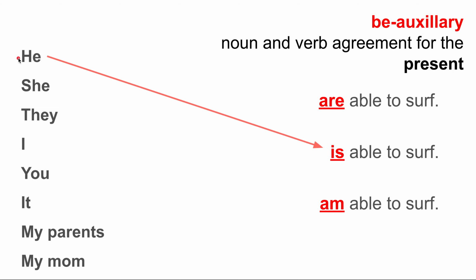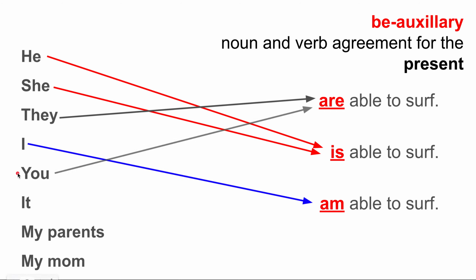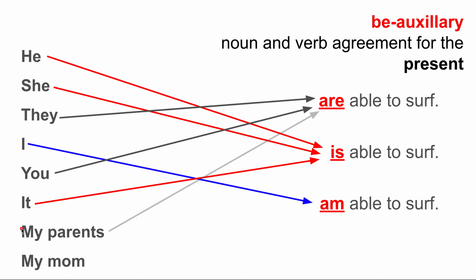He is able to surf. She is able to surf. They are able to surf. I am able to surf. You are able to surf. It is able to surf. My parents are able to surf. My mom is able to surf. That's noun and verb agreement for the be auxiliary in the present.